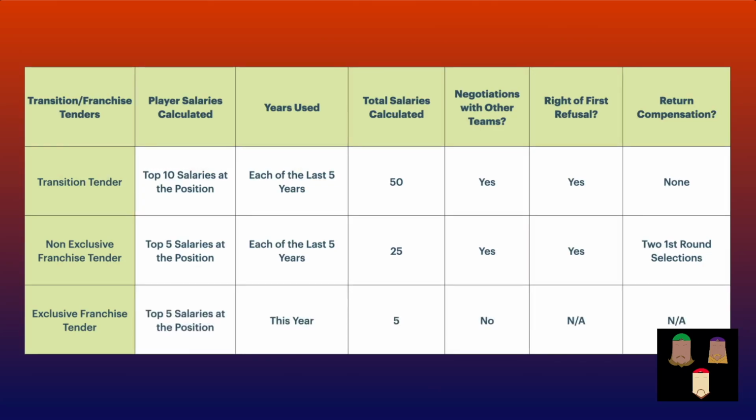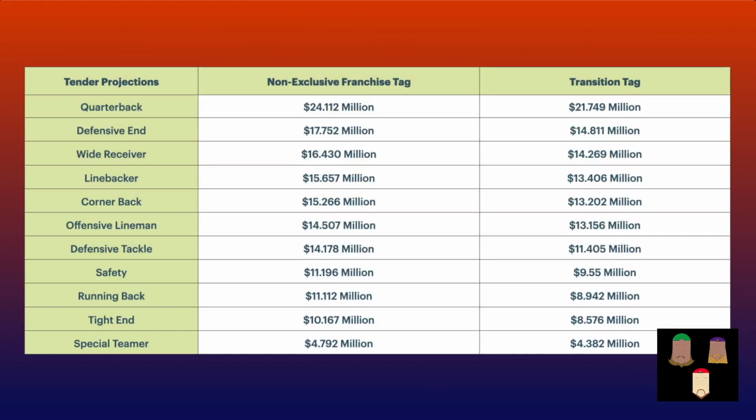The exclusive franchise tag. This tag is calculated by totaling the top 5 salaries at a position for this year only, meaning it takes into account 5 total salaries. If a player receives this designation, they do not have the right to negotiate with any other team. You can take a look at the chart here as I give you a few final notes on these tags.